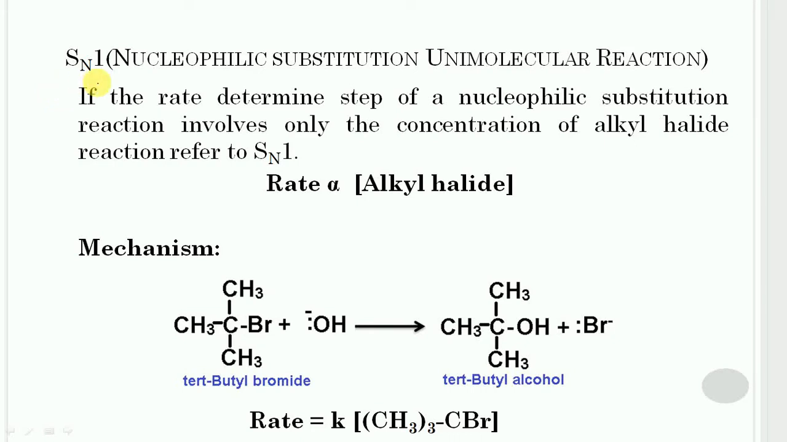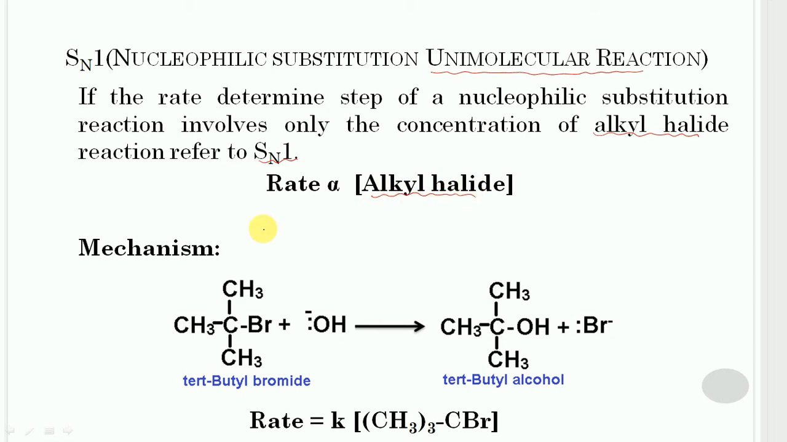Next is the SN1 reaction, and it is also called nucleophilic substitution unimolecular reaction. In this case, if the rate determining step of a nucleophilic substitution reaction involves only the concentration of alkyl halides, then the reaction is referred to as SN1. So mathematically, the rate of the reaction is directly proportional to the concentration of alkyl halide.